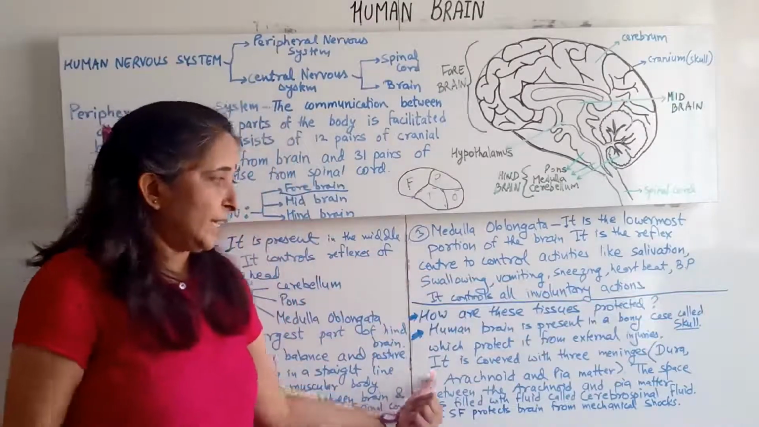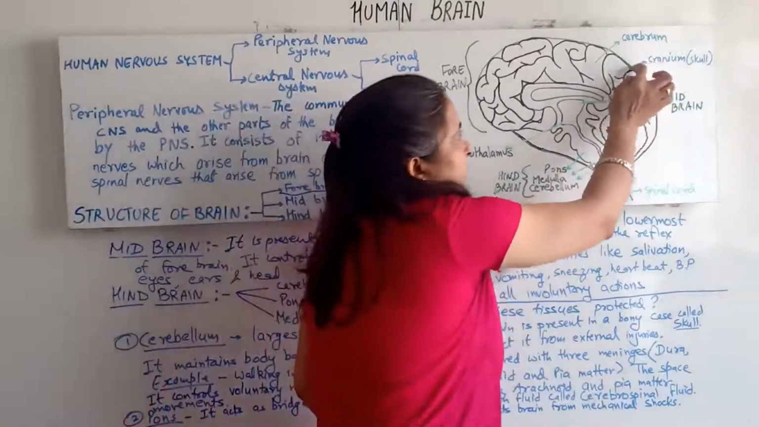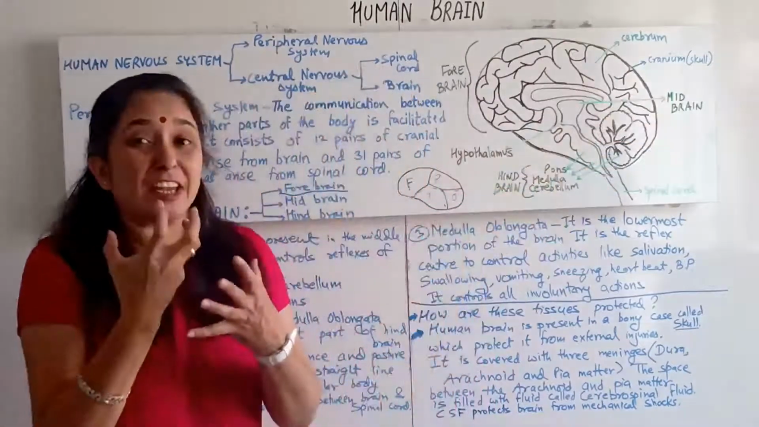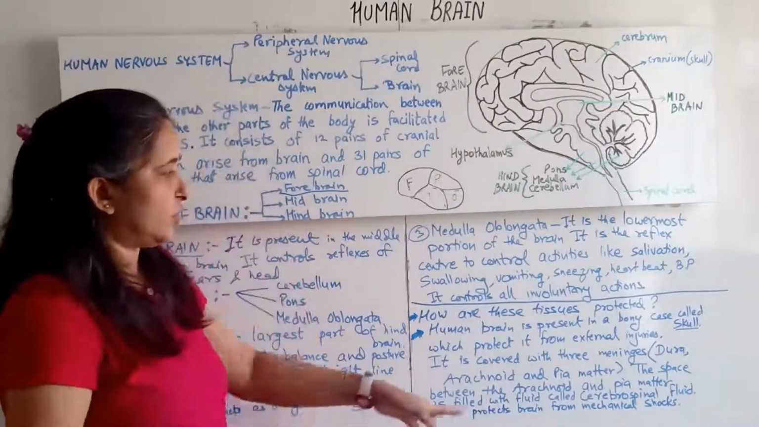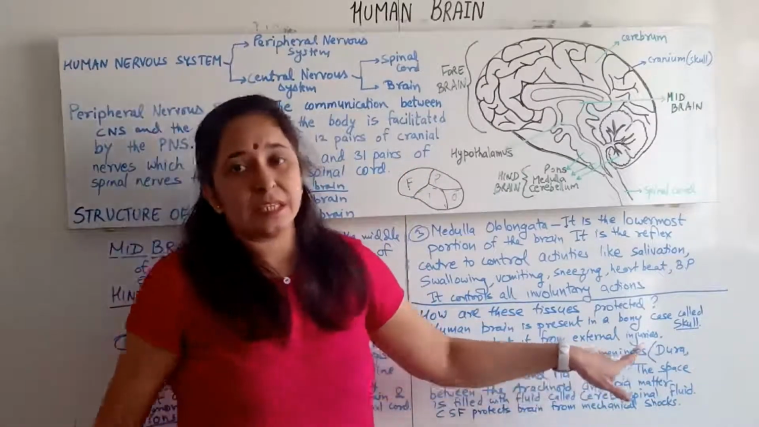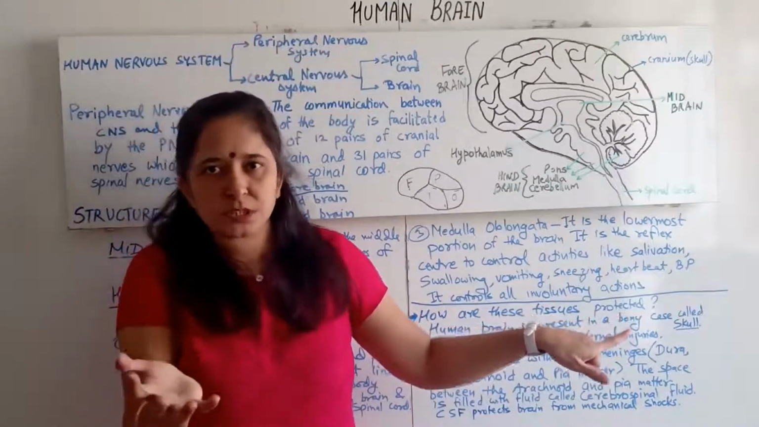Now it is covered with three meninges. After the cranium there are three membranes, three layers, and the names of those meninges are dura, arachnoid and pia mater. These three membranes are there. First cranium, skull.